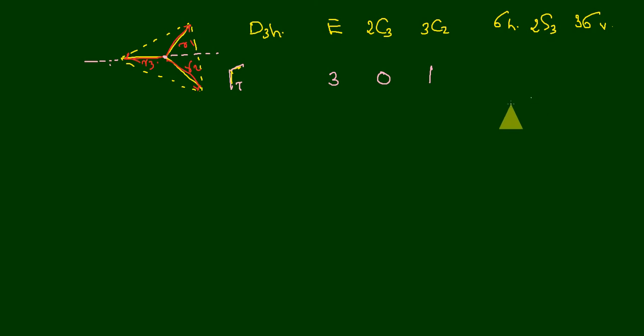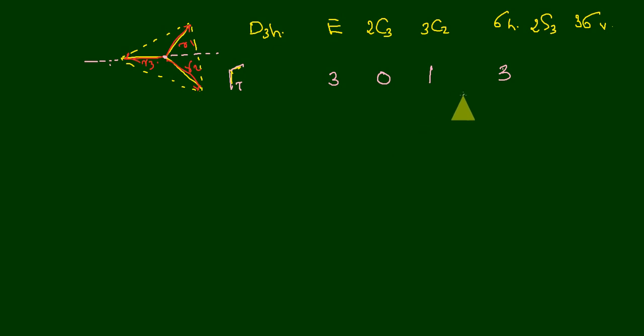And what about sigma h? Sigma h is the reflection corresponding to the horizontal plane. The horizontal plane is the plane perpendicular to the principal axis. The principal axis is C3, and it is perpendicular to the plane of the board. Therefore, the plane of the board in this case is the sigma h, that is, the molecular plane itself. Sigma h contains R1, R2 and R3. All the bond vectors are in the sigma h plane itself. Therefore, none of the bond vectors will change their position during the sigma h. Therefore, the total character here is 3, since they will not change position.